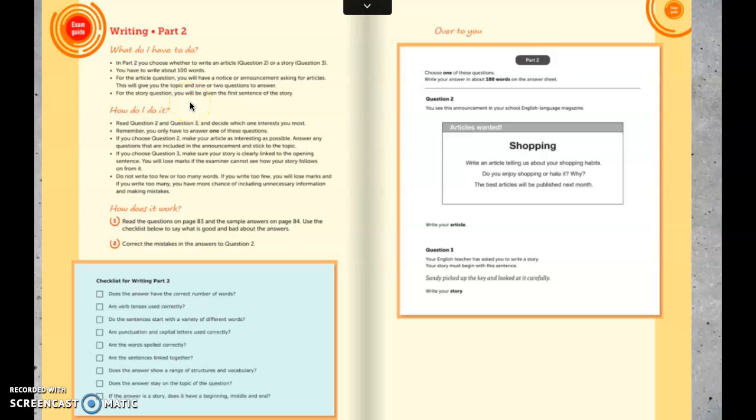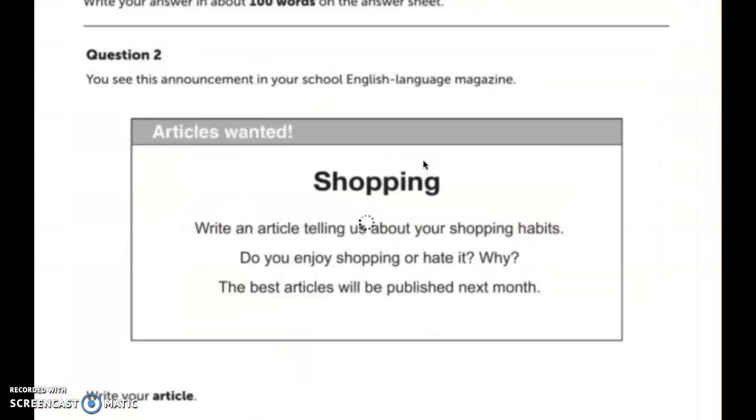Welcome to PET Writing Part 2. As you can see on the right hand side, there's a sample of an exam paper, especially the page that says Part 2. What do you have to do? Here you choose whether to write an article, question number 2, or a story, question number 3. You have to write about 100 words either way.